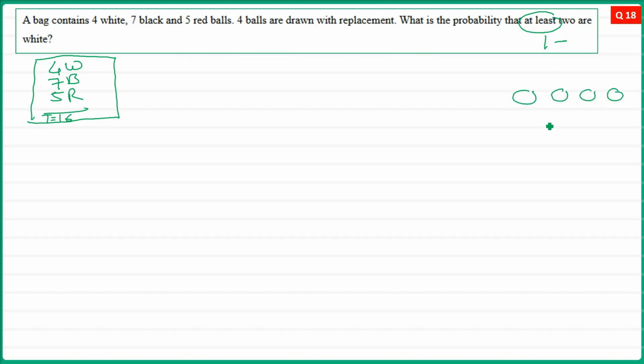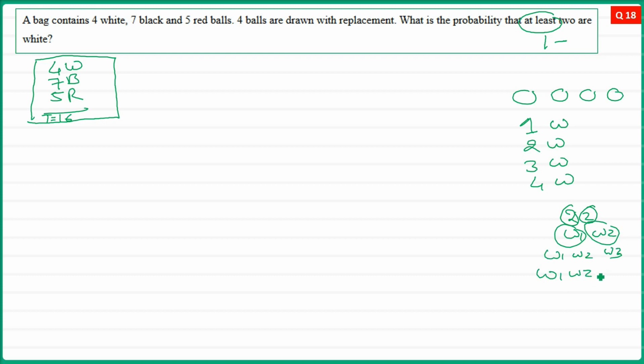Alright, let me make 4 balls. At least 2 white means the possibilities are all 4 balls, 3 balls, 2 balls, 1 white ball, but we are interested in only at least 2 white balls. So you need to fix 2 white balls, first case. Then you have to fix 3 white balls. Then you have to fix all the 4 white balls. So this W1, W2, W3, all these possibilities can be done.